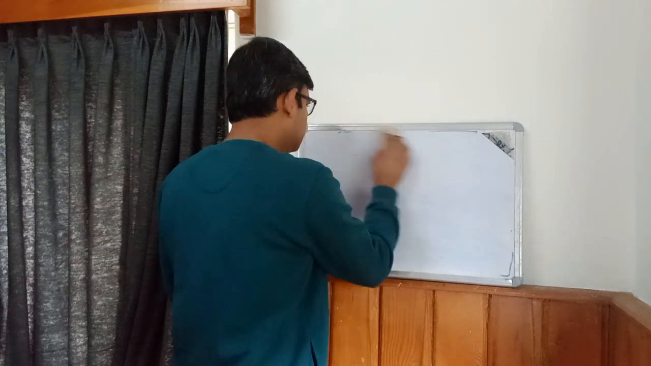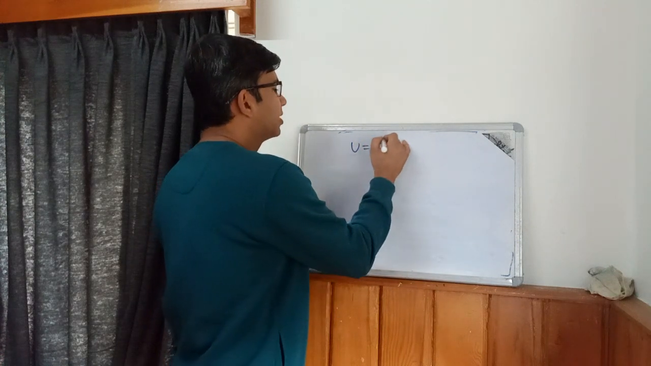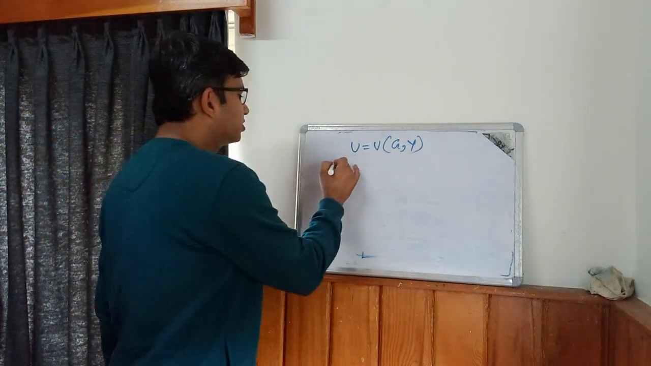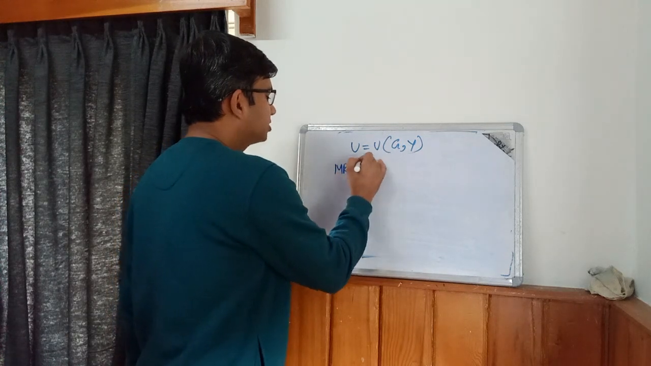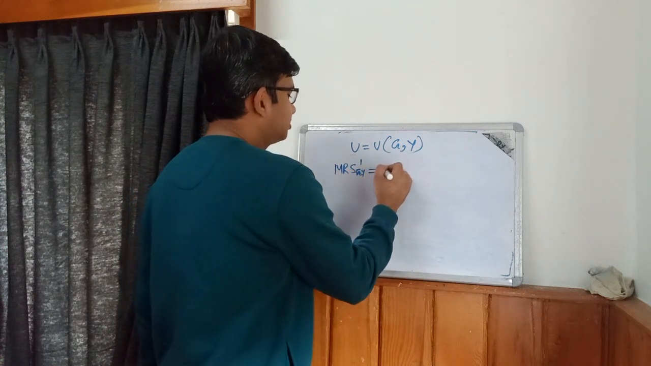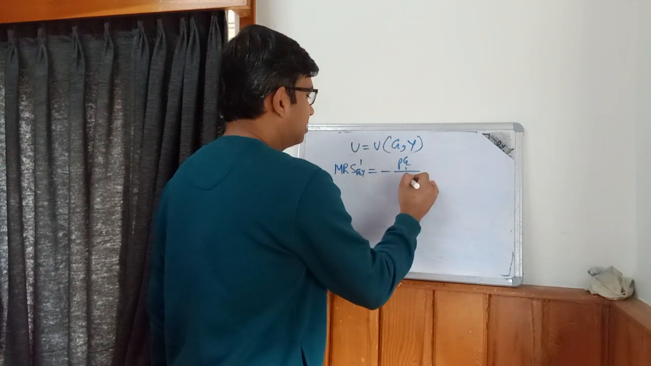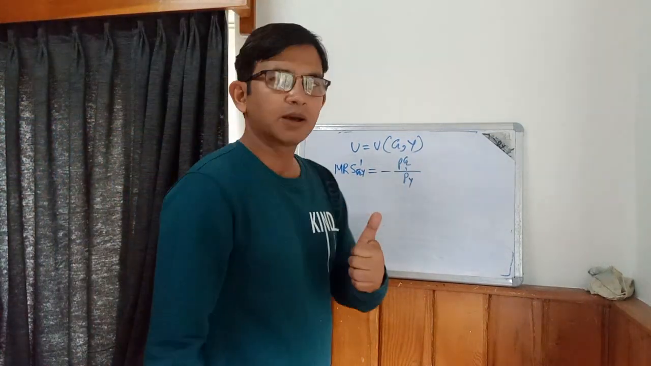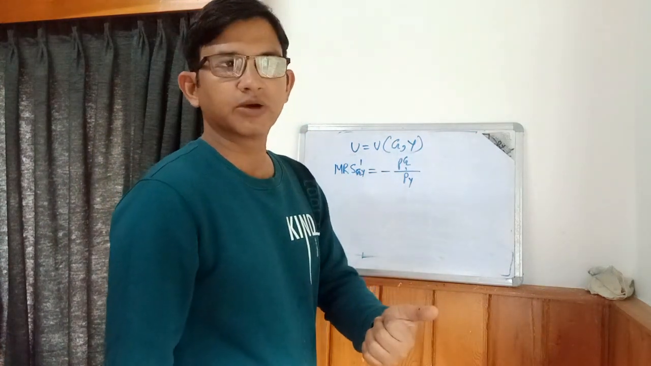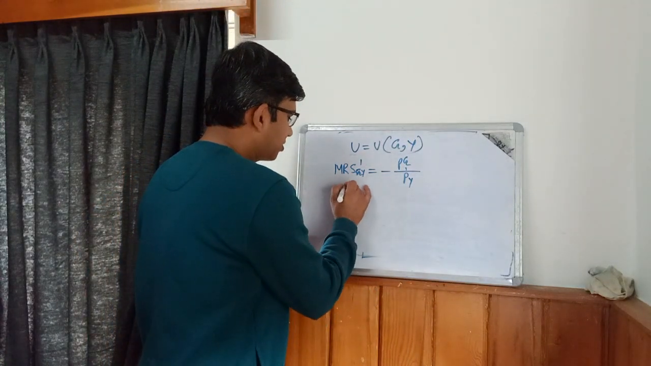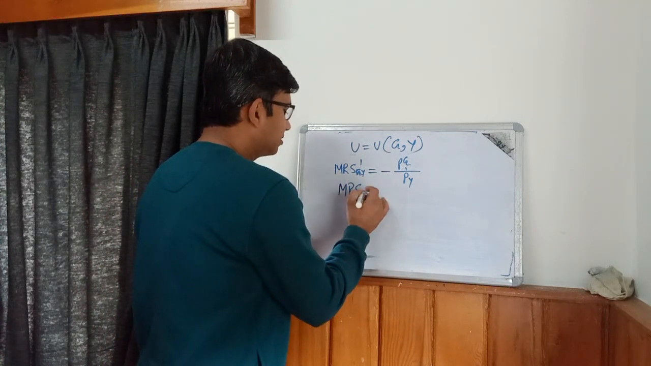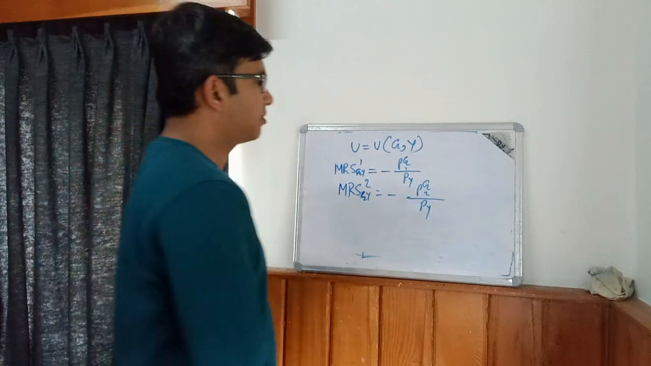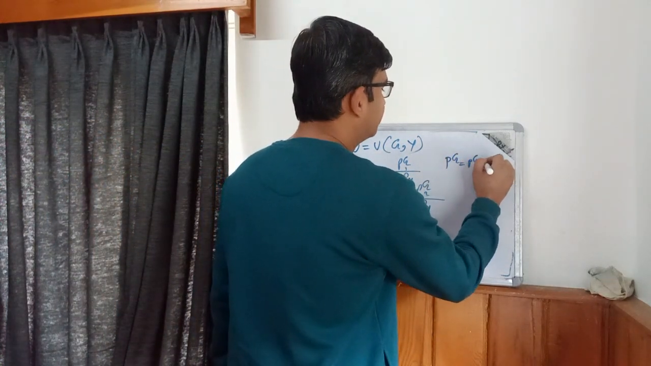So if we consider that utility depends upon two things, G and commodity Y. So for consumer one, MRS GY1 equals minus PG1 by PY. Y is a private good, so its price will be uniform for both consumers. But G is a public good, so its price will be different for different consumers. And MRS GY for 2 will be minus PG2 divided by PY. And in the market, what we will find? PG equals PG1 plus PG2.